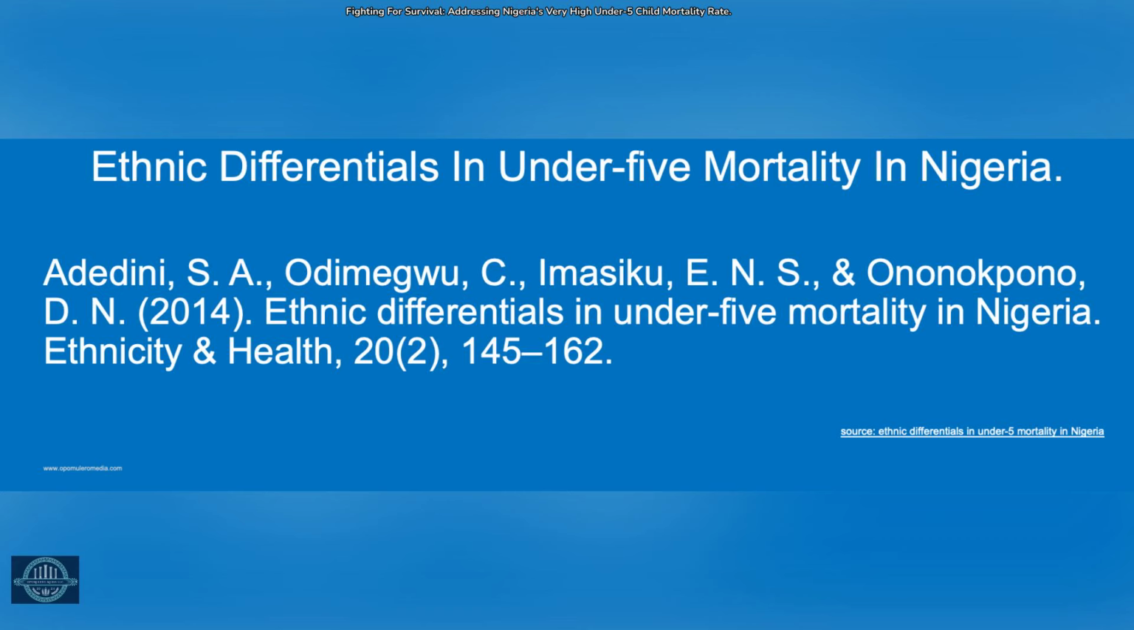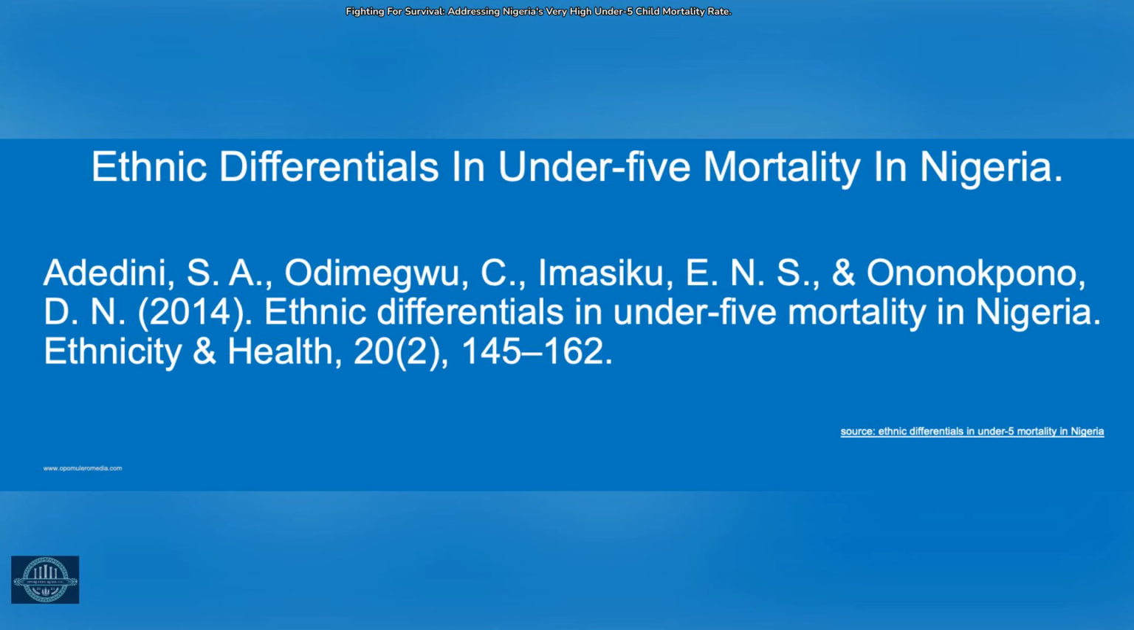The relationship between ethnicity and health outcomes has been well established. In 2014, as part of their research into under-5 mortality in Nigeria, Drs. Sunday Adedini, Clifford Odumegwu and co-authors reported that children under 5 from the southwestern and southeastern Nigeria, mainly Yoruba and Igbo ethnic groups respectively, had significantly lower mortality rates compared to those from northern Nigeria, predominantly Hausa, Fulani and Kanuri tribes.